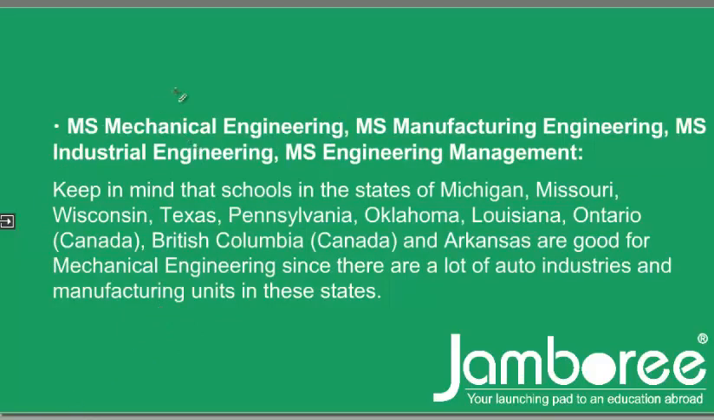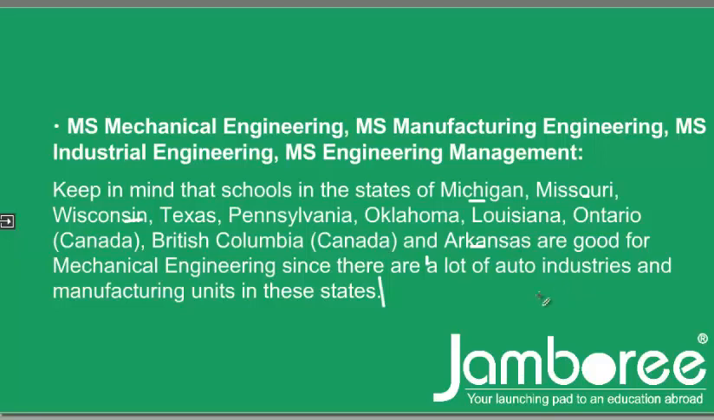For people applying for masters or even PhD degrees in core areas such as mechanical engineering, manufacturing engineering, industrial engineering, engineering management, whether it's a master's degree or a PhD degree, the universities located in Michigan, Missouri, Wisconsin, Texas, Pennsylvania, Oklahoma, Louisiana, Ontario in Canada, British Columbia in Canada, and Arkansas in the US are good for these programs. Why? Because there are a lot of auto industries and manufacturing units in these states, coupled with a lot of consulting firms which deal with these companies.